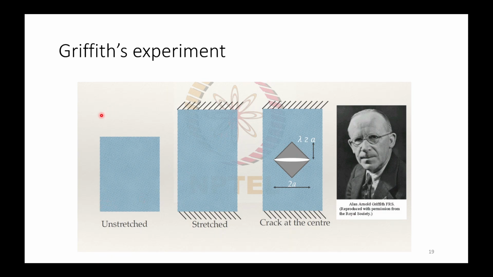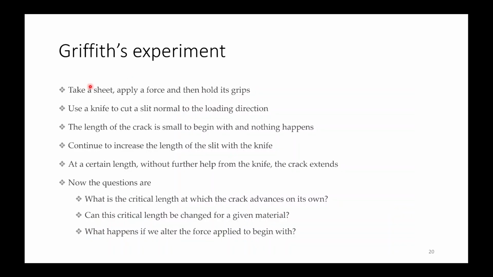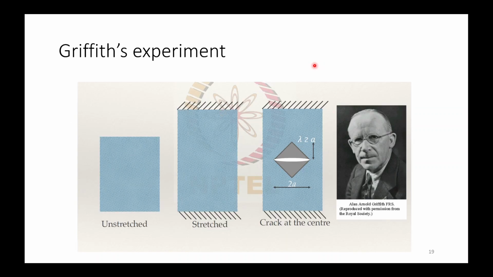Now Griffith's experiment. So Griffith provided some experiment in which he took a plate and he made a crack using a knife, and he kept on increasing the size of this crack. So he took a sheet and applied a force, holding it in grips. Now he used a knife to cut a slit normal to the loading direction. So loading is in this direction and the direction of crack is in this direction.